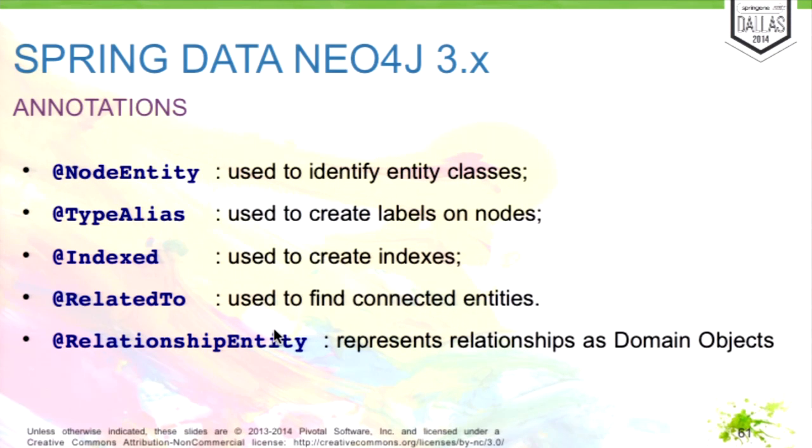Some words on the annotations that we support. First, there's node entity and relationship entity, which, as the name says, are used to mark certain entities or classes to be represented either as a node or as a relationship in a database. Why do we have the relationship entity? Because relationships are really core entities. So you can put as many properties on a relationship as well. And if you want to represent those in your domain as well, then you want to have a class that represents this relationship.